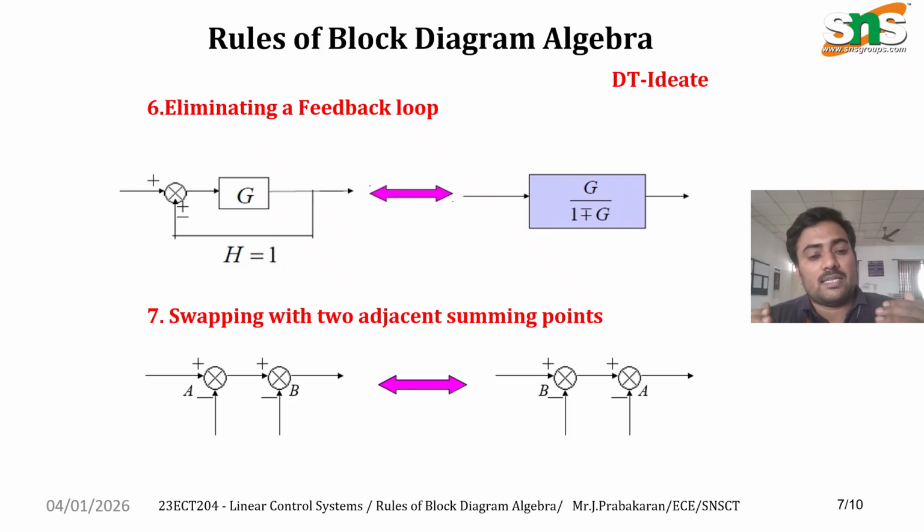And the seventh rule is swapping two adjacent summing points. Two adjacent summing points can be interchanged without affecting the response.